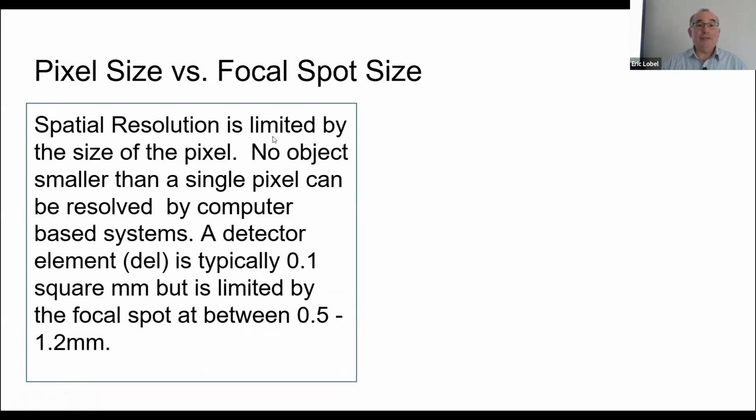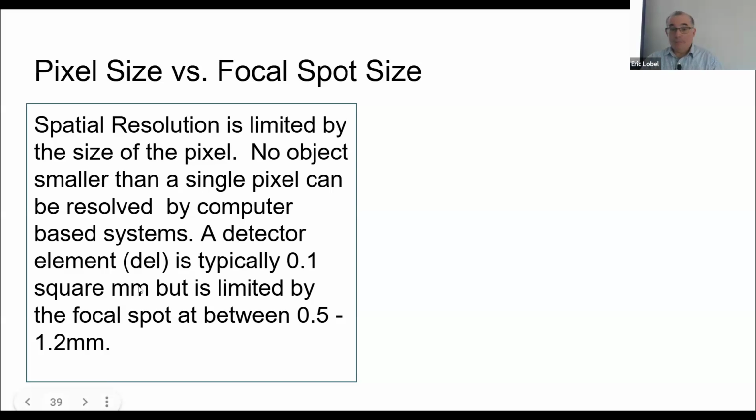Spatial resolution is limited by the size of the pixel, which we just said. No object smaller than a single pixel can be resolved by computer-based systems. A detector element, which is part of the flat panel detector, and there's many, many thousands of them. A detector element, sometimes known as a DEL, is about 0.1 square millimeter.